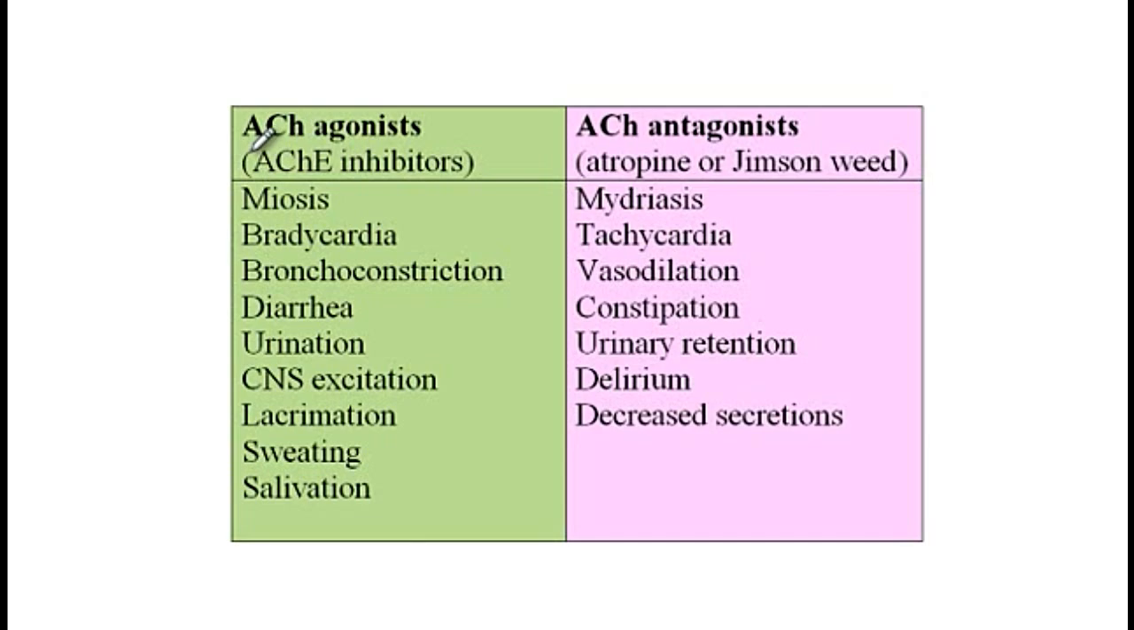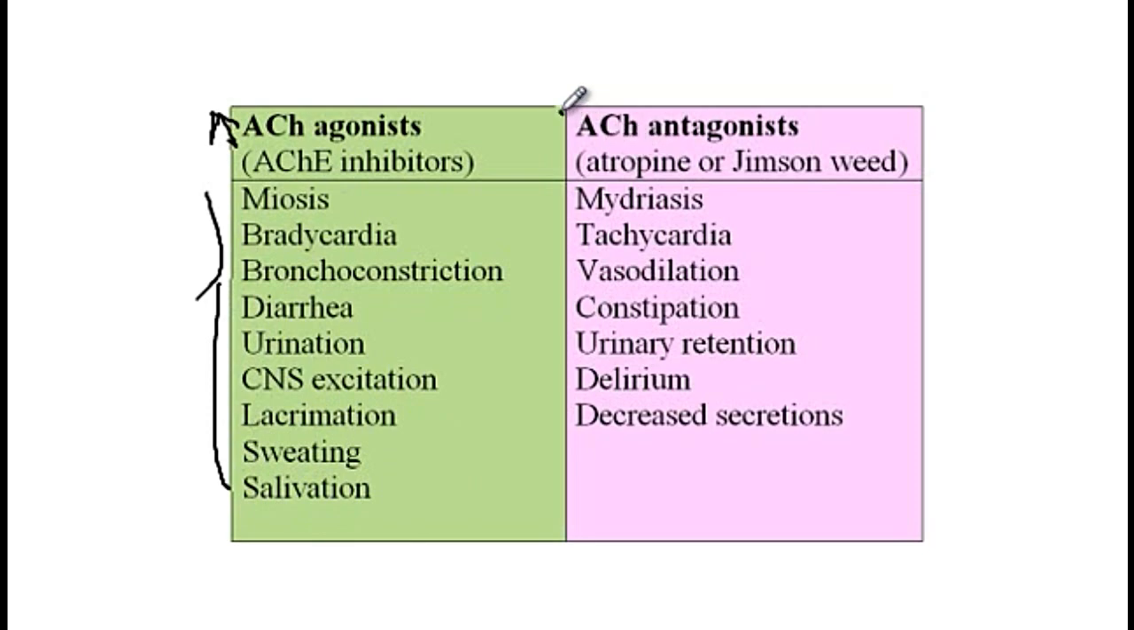So the effects of different medications depend on how they affect the concentration of acetylcholine. For instance, acetylcholinesterase is the enzyme that will break down acetylcholine. So if you provide acetylcholinesterase inhibitors like neostigmine, it would increase the concentration of acetylcholine, and it induces the effects that are listed here, including miosis, for instance, constriction of the pupils, decreased heart rate, bronchoconstriction, diarrhea, urination, CNS excitation, and then increased secretions like lacrimation, sweating, and salivation.